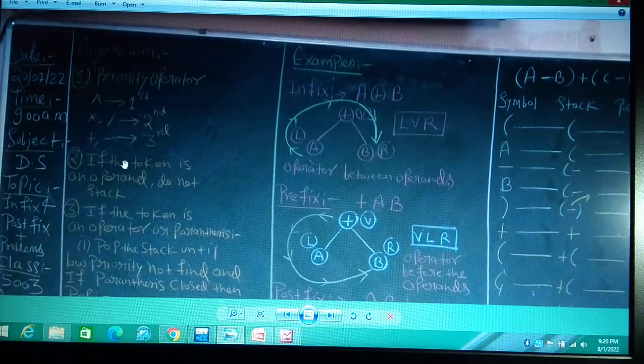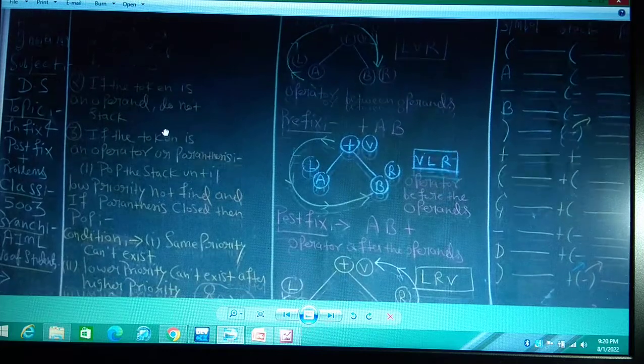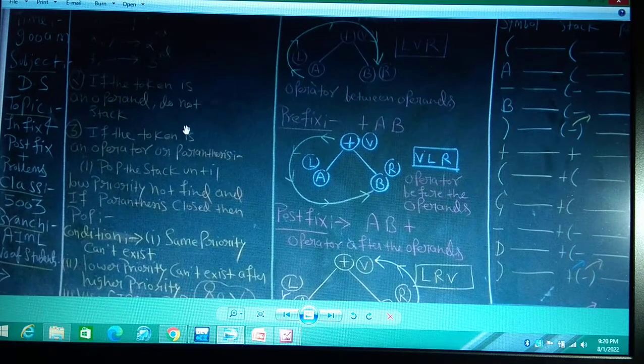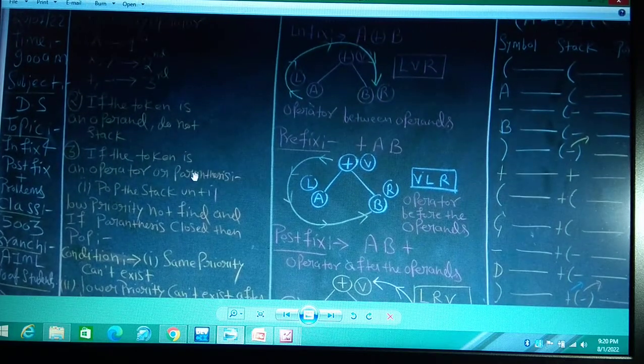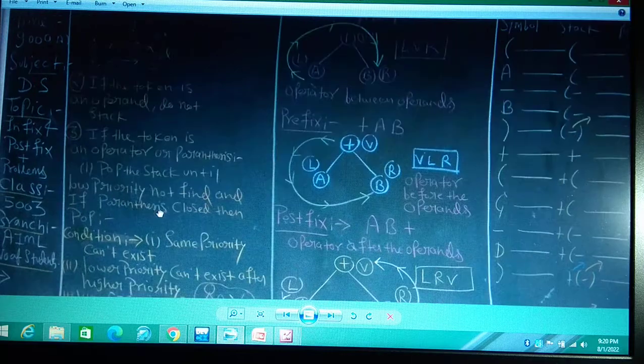Now, second, we have written: if the token is an operand, do not stack. What is the meaning of this? You will learn after some time. Third one, just listen: if the token is an operator or parenthesis, then pop the stack until a lower priority is not found, and if the parenthesis is closed, then pop. What is this? You will learn after some time. You must write in your copy whatever we are teaching you.